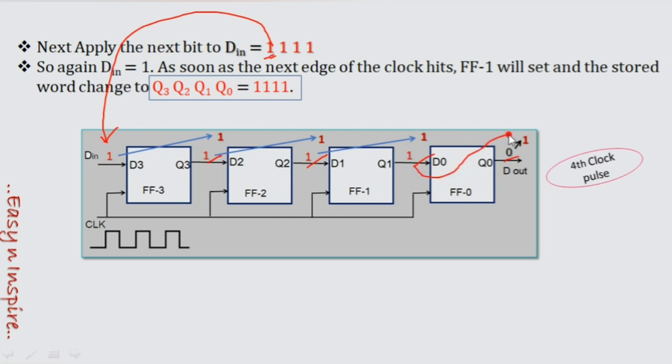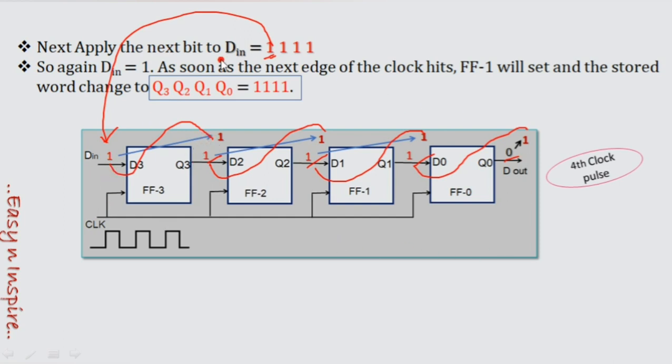So it is going to produce 1. For this flip-flop, 1 is input. So it is going to produce 1. Again for this, 1 is input, output is 1. For this flip-flop, 1 is input and it is going to produce output.